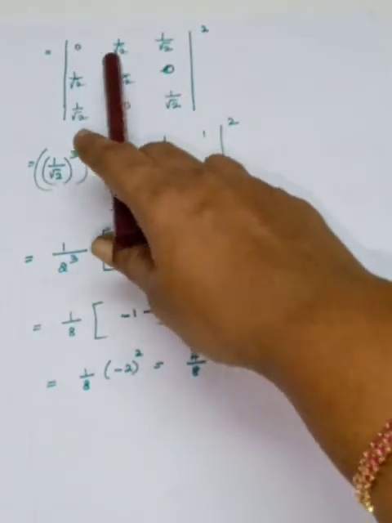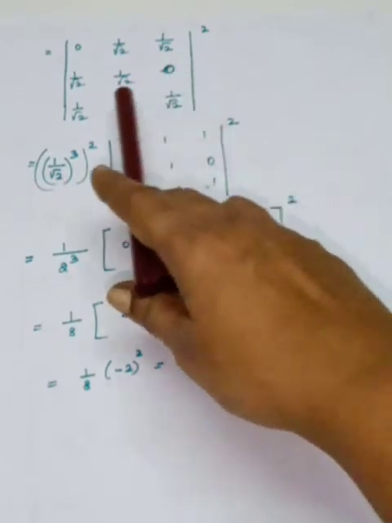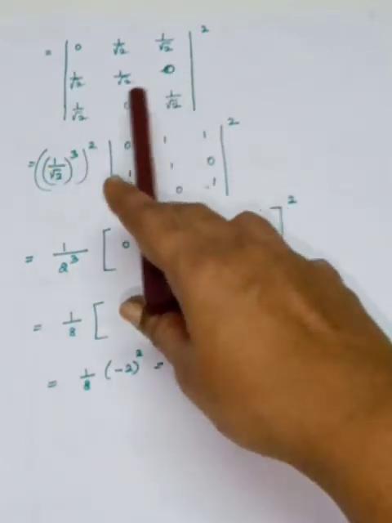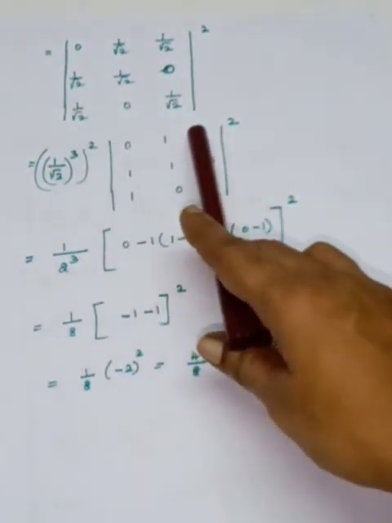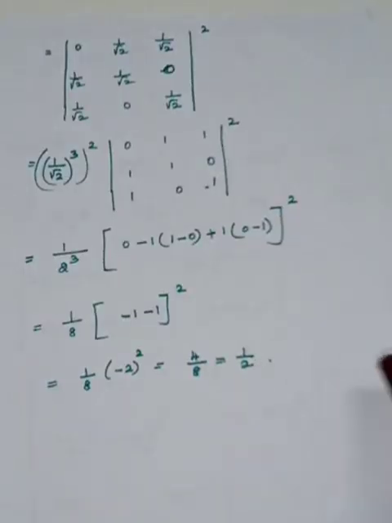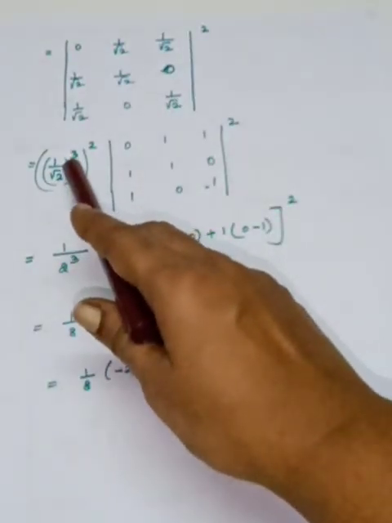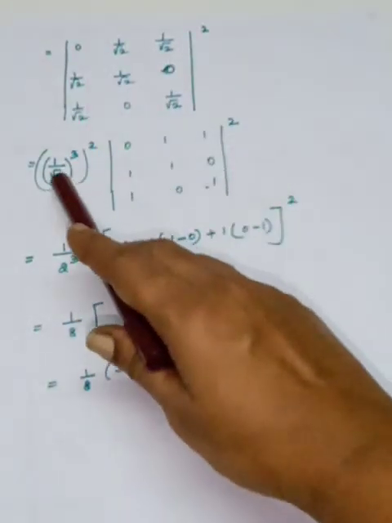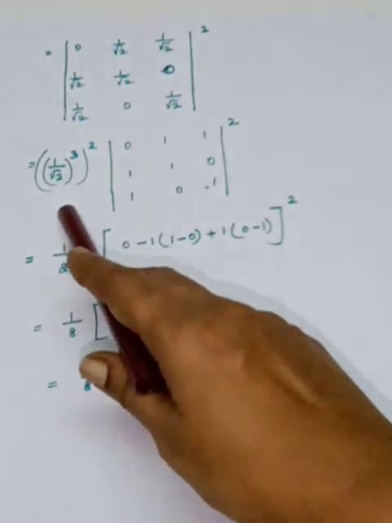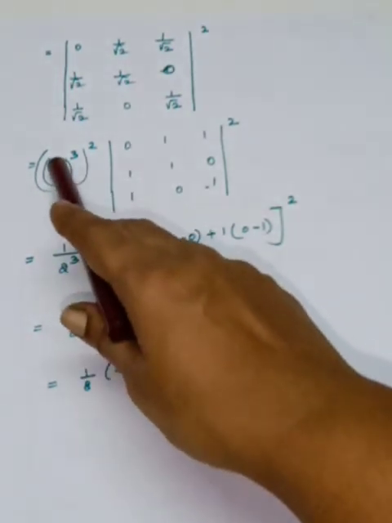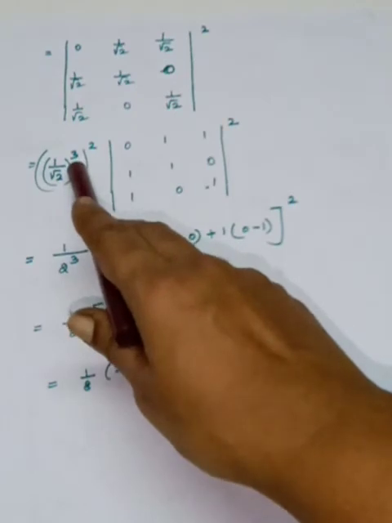You see the first row, what is common? 1 by root 2. In the second row also 1 by root 2. In the third row also 1 by root 2 is common. So from each row you can take 1 by root 2 out of the determinant. So that is 1 by root 2 the whole cube, because 3 rows are there. So it is 1 by root 2 into 1 by root 2 into 1 by root 2. That is what I have written as 1 by root 2 the whole cube.